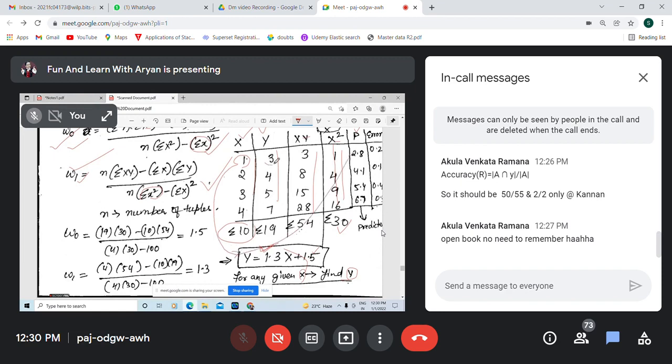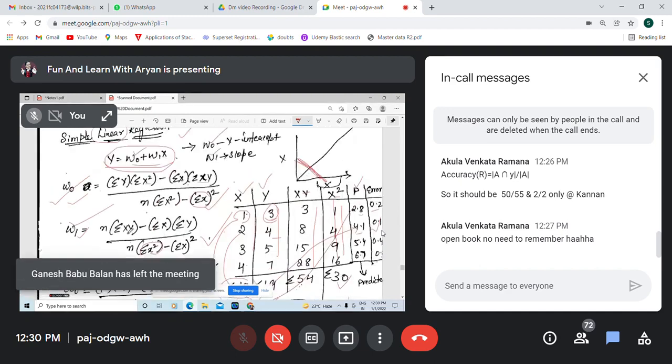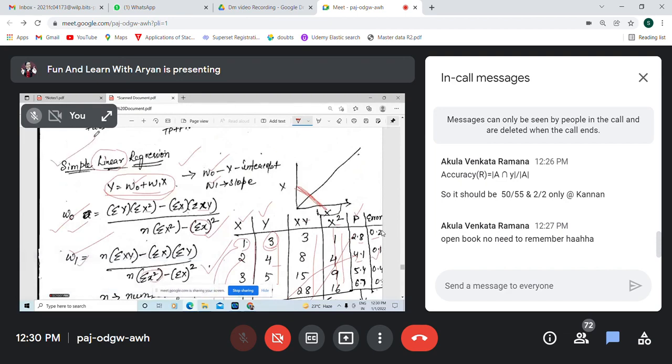This is Y, your actual value. Again, you substitute X here as 2, then this is your Y predicted value. Similarly, they will give you one more value for X, let's say 6, and they will ask you to predict your Y value. Here this is the error. This was actual, this was predicted. Actual minus predicted is your error. So this is an important topic, guys.